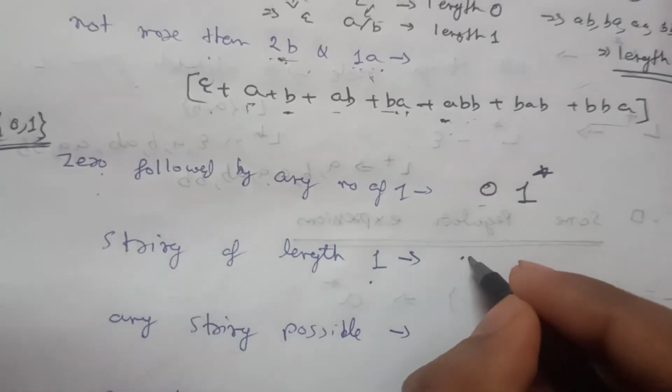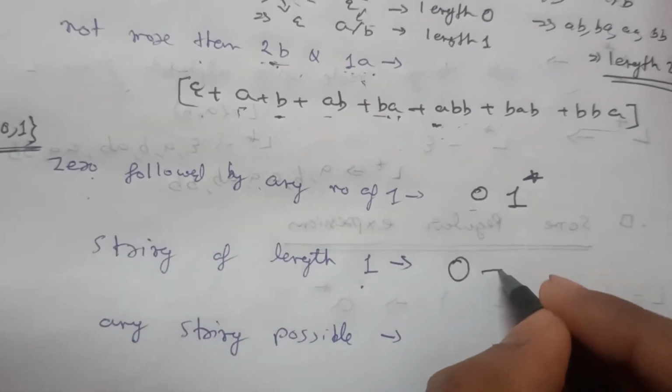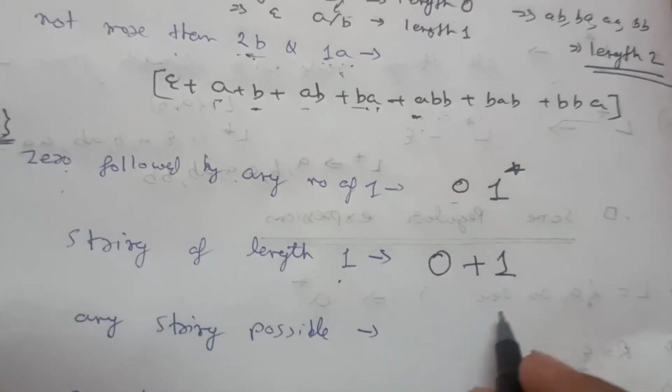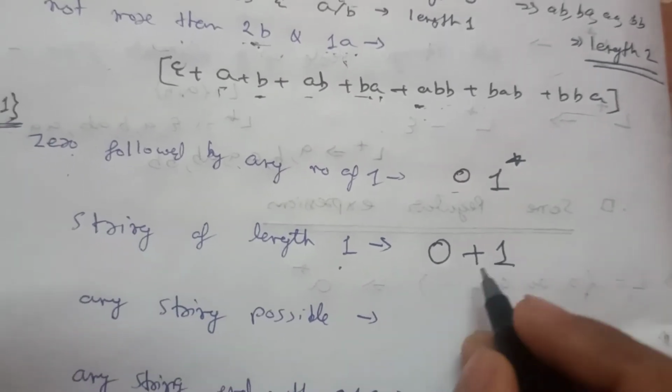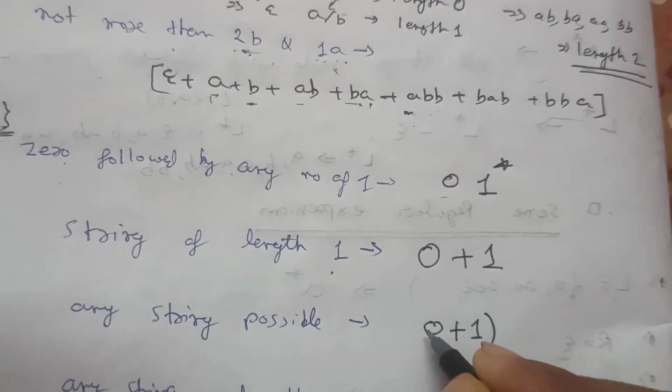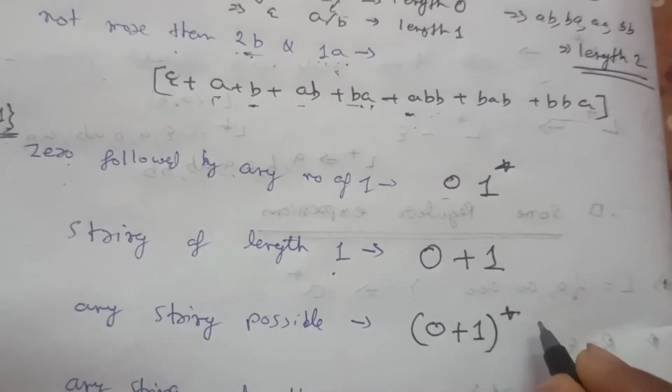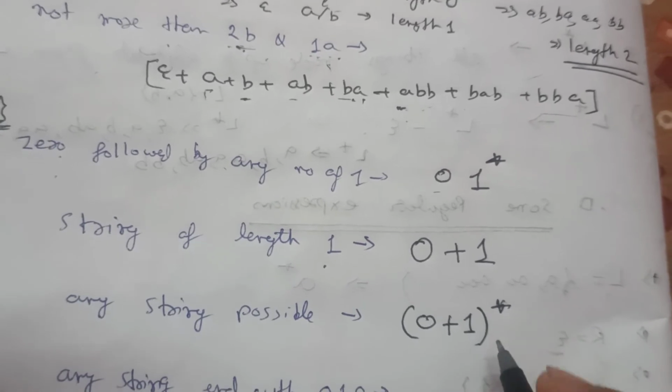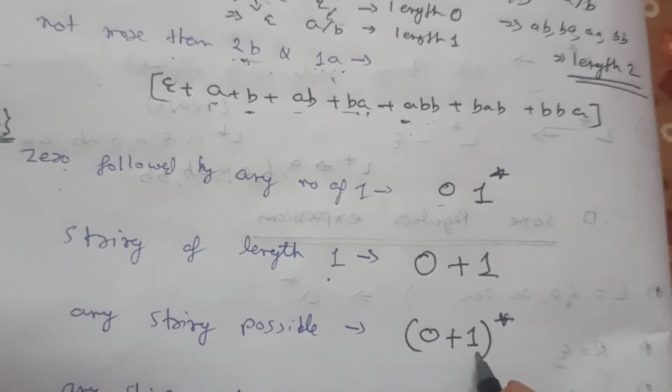So length 1 can be either 0 or 1. So this is the answer for a string of length 1. Any string possible can be any combination of zeros and 1s. So I will write this like that. Okay, so any combination of 0 and 1 is possible here.